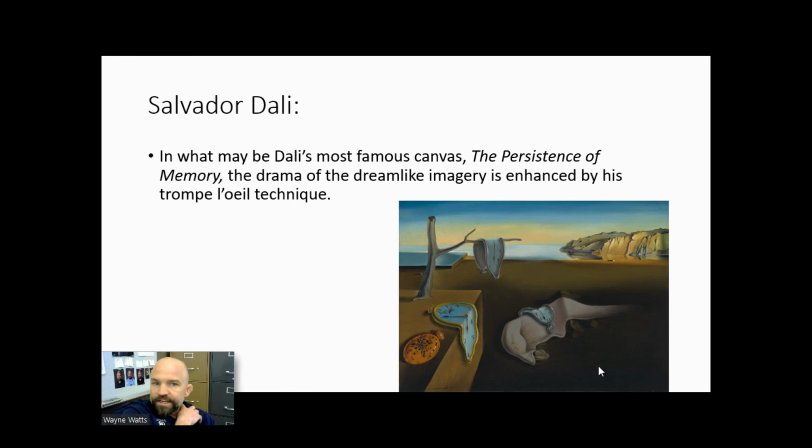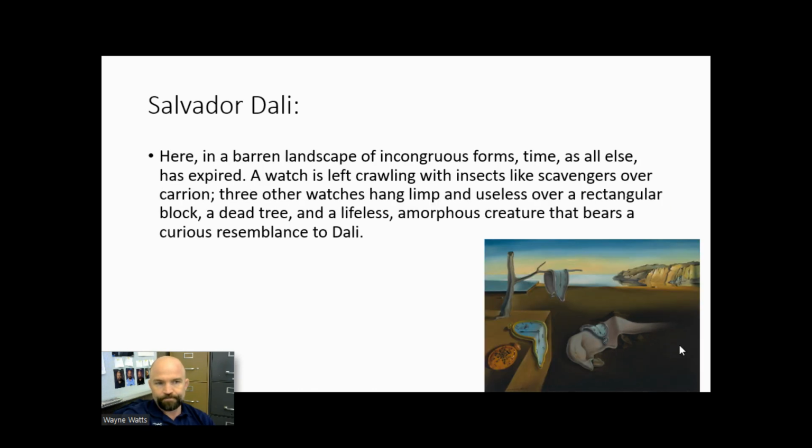In what may be his most famous canvas, The Persistence of Memory, the drama of the dreamlike imagery is enhanced by his trompe l'oeil technique. Here, in a barren landscape of incongruous forms, time, as all else, has expired. A watch is left crawling with insects like scavengers over carrion.